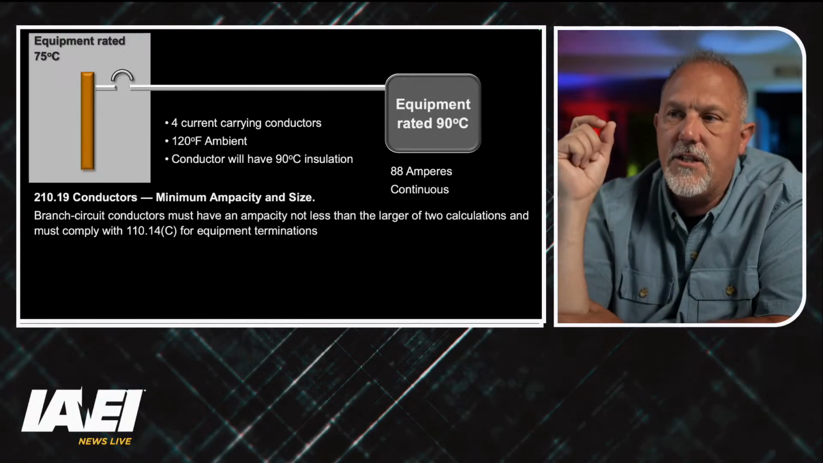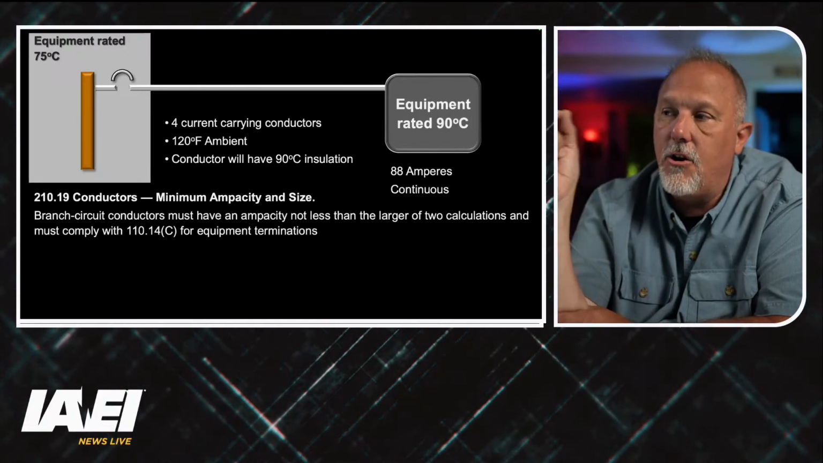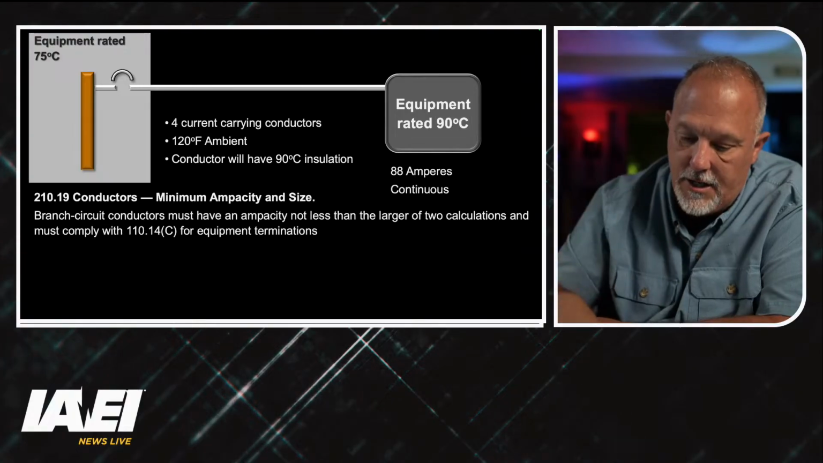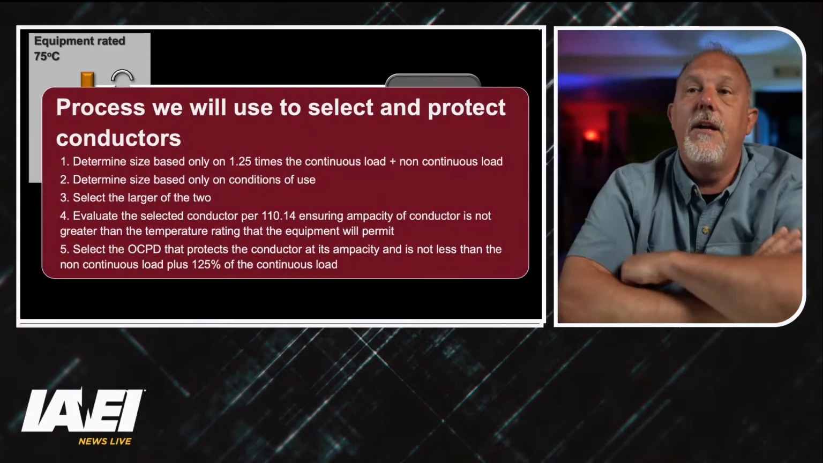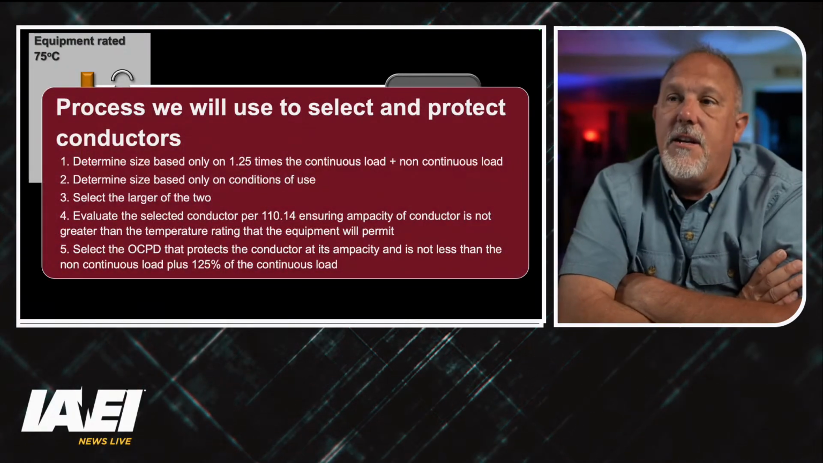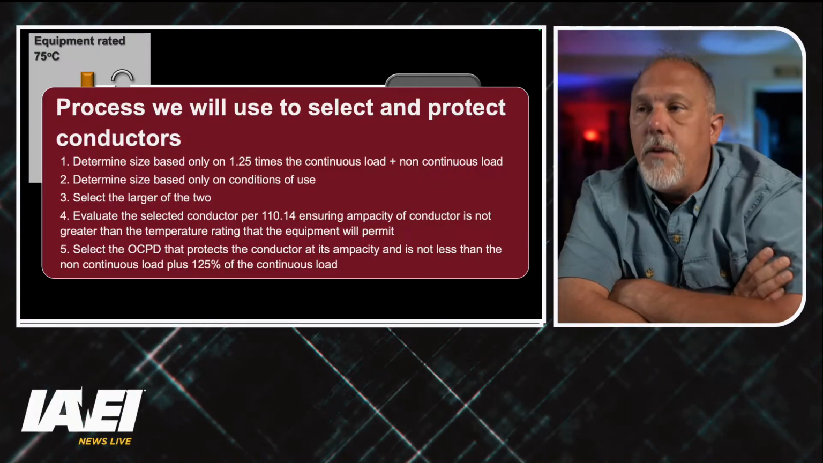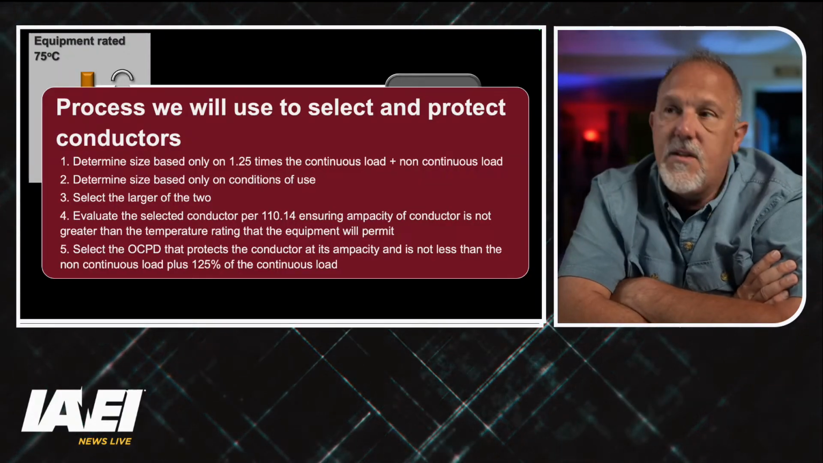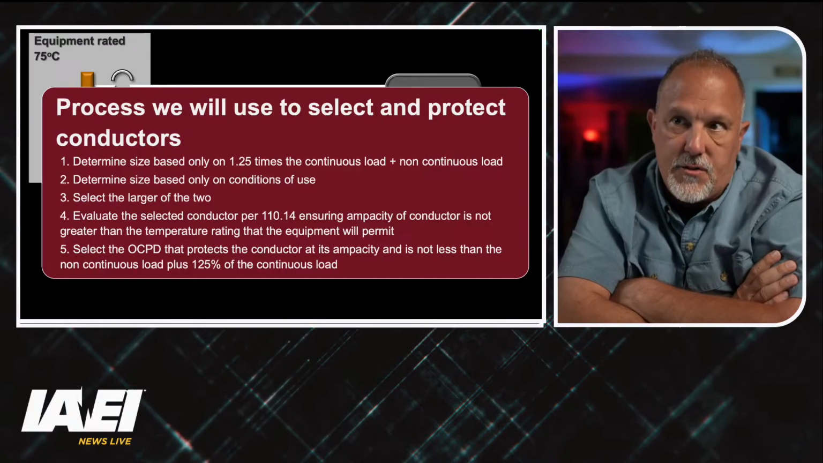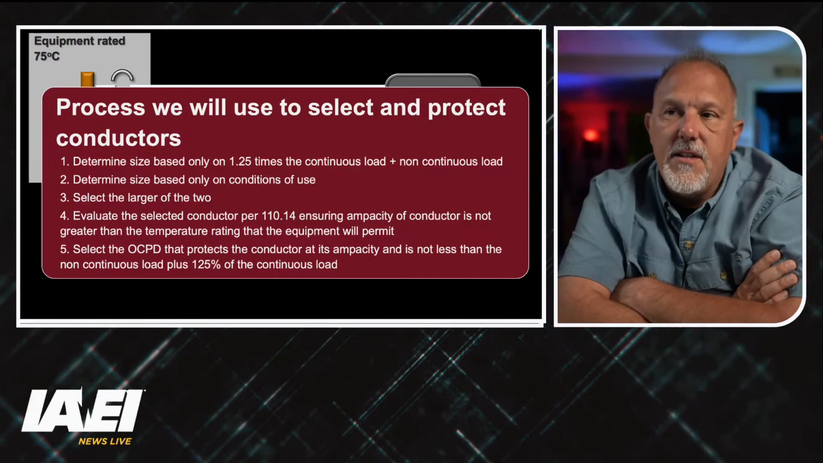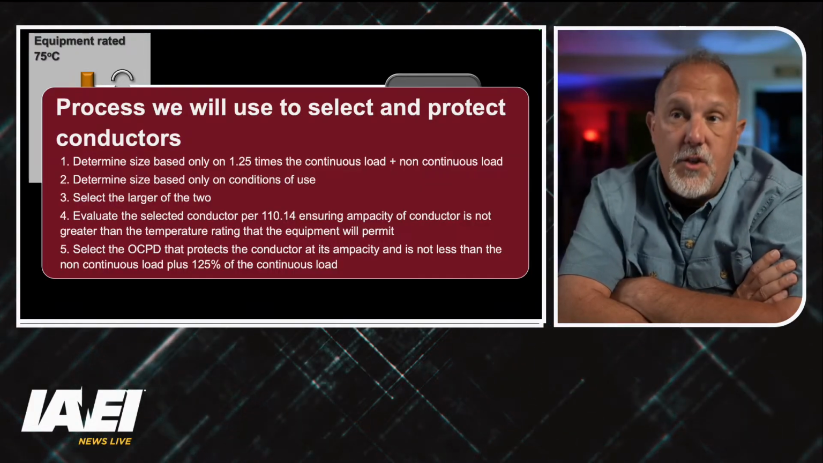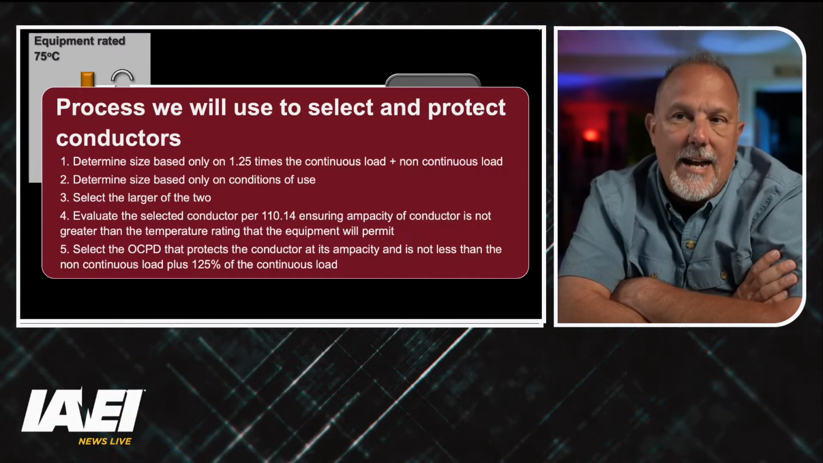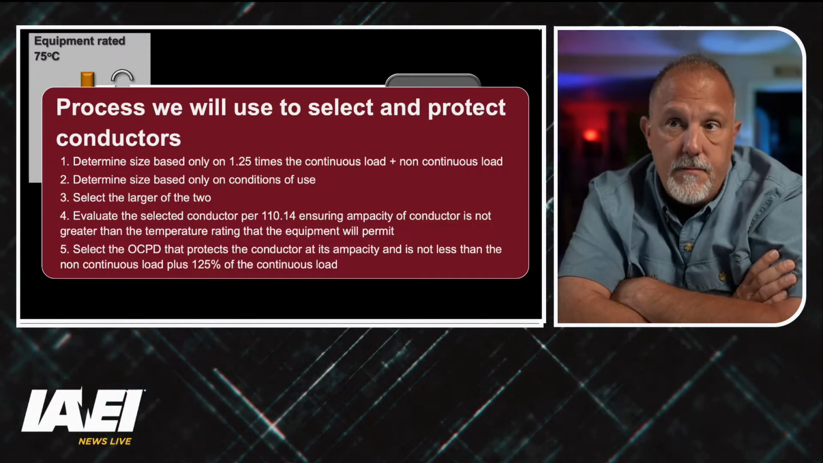The branch circuit conductors have to have an ampacity not less than the larger of 2 calculations. So I'm going to do 2 calculations. My process is going to be to determine the size based only on 1.25 times the continuous load plus the non-continuous load. Then I'm going to determine the size based only on the conditions of use. I'm going to select the larger of the 2.